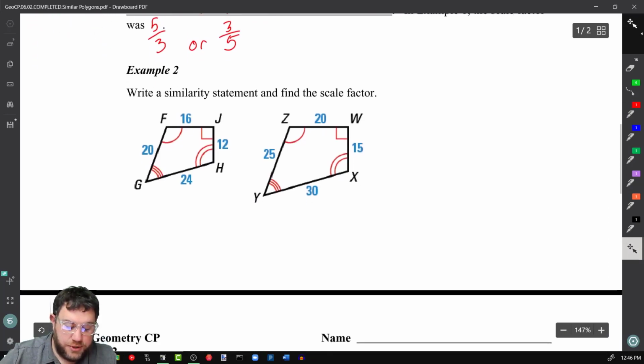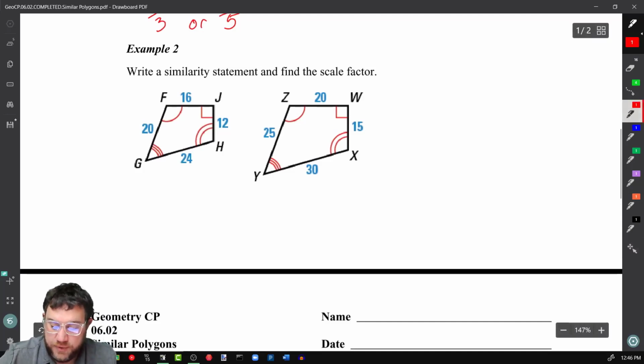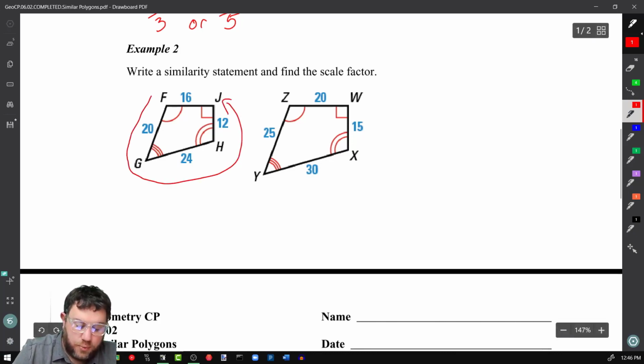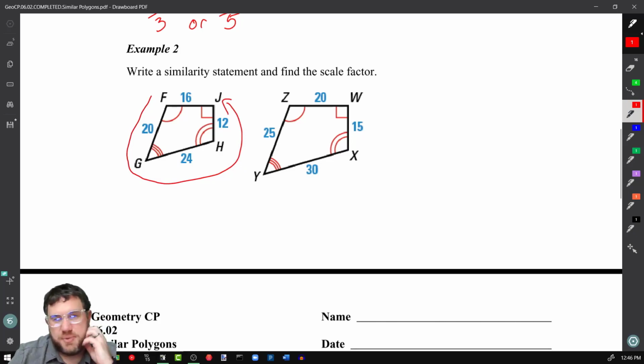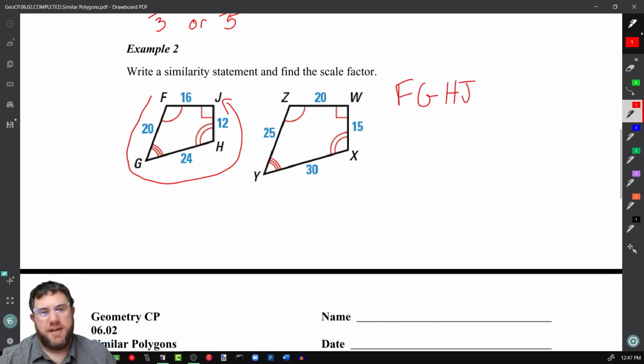So for example 2, we want to write a similarity statement and we want to find the scale factor. So for our first quadrilateral, we'll just write it down any way we want to. Usually it's a good idea to go in alphabetical order if you can, but the key is that you are going around the figure. This wasn't as big a deal with triangles, because when you start at a point you only have 2 places to go anyway. But you need to make sure you're going around the figure. So this would be F, G, H, J. And we would just call this quadrilateral F, G, H, J.